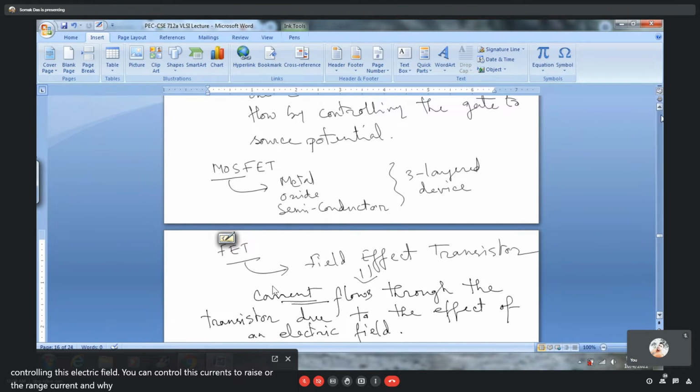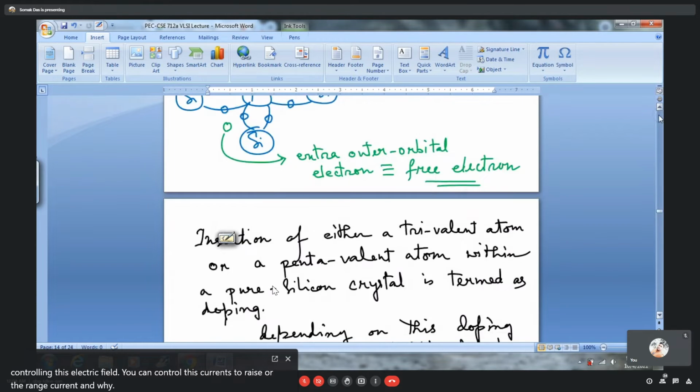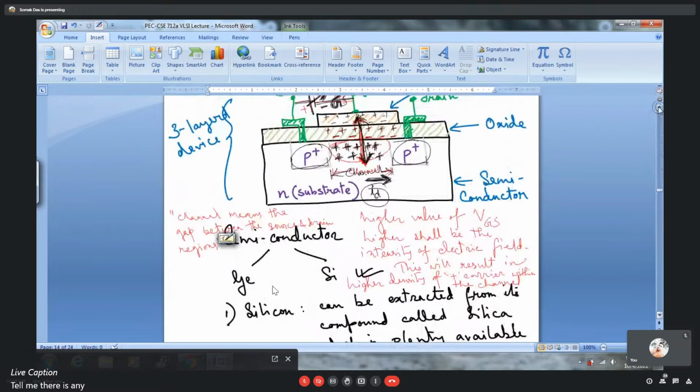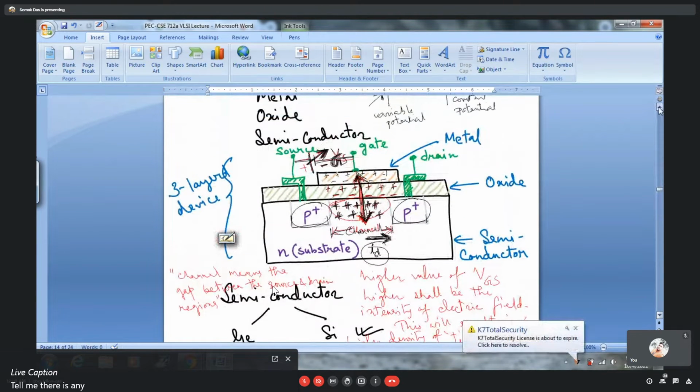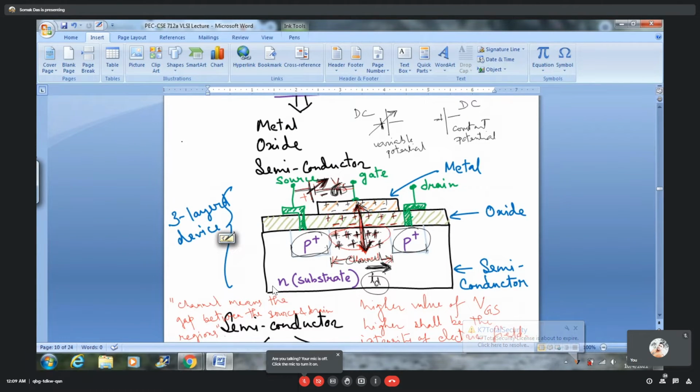Is it clear, students? Tell me where there is a confusion. Tell me if there is any confusion or not. Yes, students?